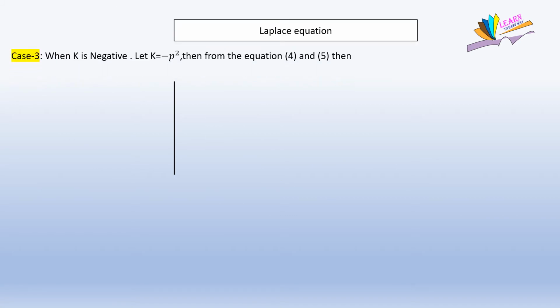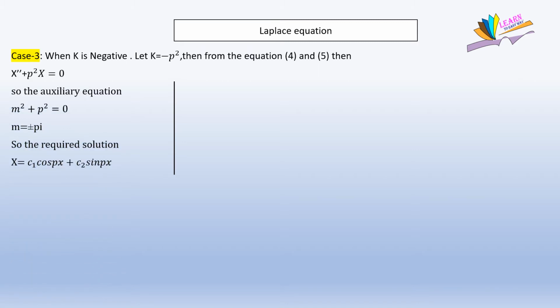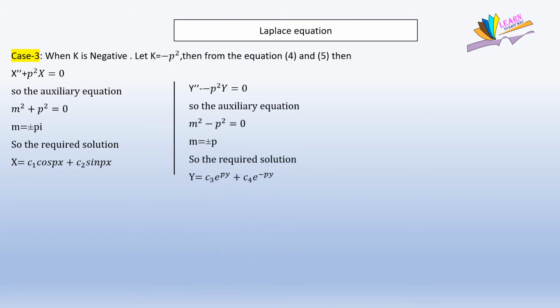Again case 3, when k is negative, let k is equal to minus p square. Then from equations 4 and 5 we get x double prime plus p square x is equal to 0. So the auxiliary equation is m square plus p square is equal to 0. So m is equal to plus minus ip. So the required solution of the equation is x is equal to c1 cos px plus c2 sin px.